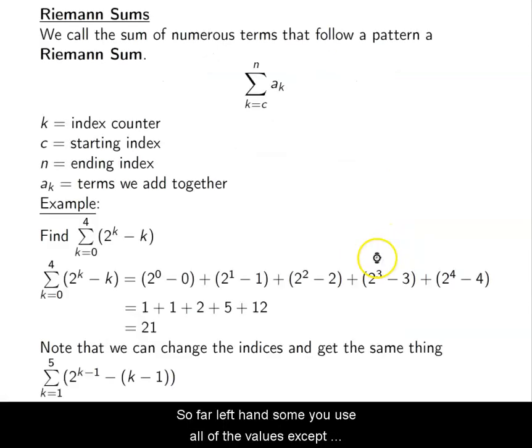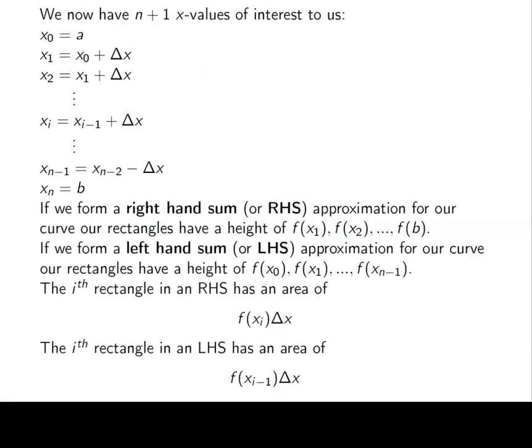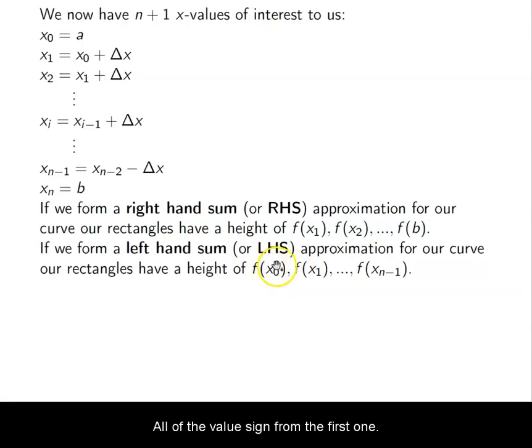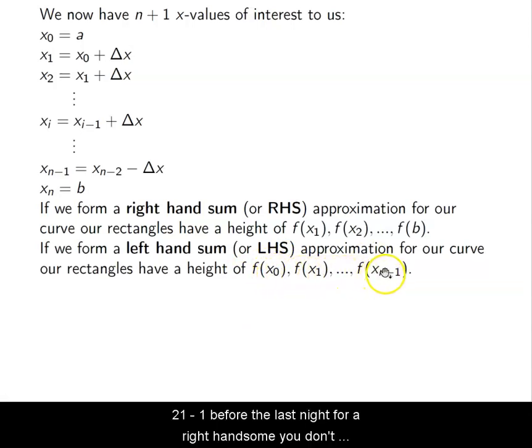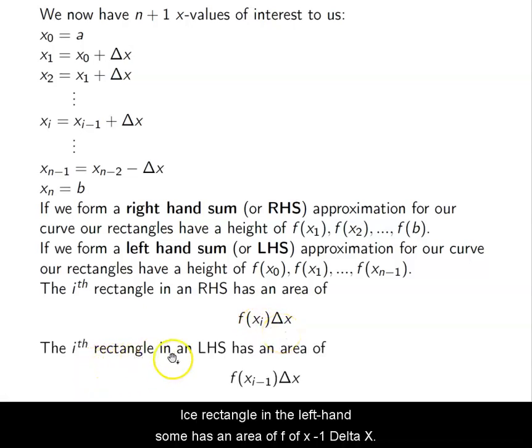So for a left-hand sum, you use all of the values except for the last value. All of the values starting from the first one to one before the last value. For a right-hand sum, you don't use the first one, but you use all the ones after that. So that's the difference between a left-hand sum and a right-hand sum. The ith rectangle in a right-hand sum has an area of f of xi delta x. And the ith rectangle in the left-hand sum has an area of f of xi minus 1 delta x.